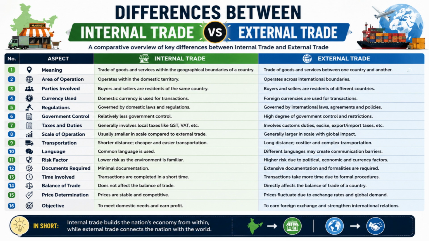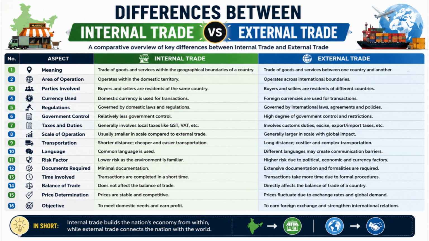Number 13. Internal trade transactions are completed in a shorter period, whereas external trade transactions generally take more time because of customs and regulatory procedures. Number 14. Internal trade does not directly affect a country's balance of trade, whereas external trade directly influences the balance of trade and foreign exchange earnings.